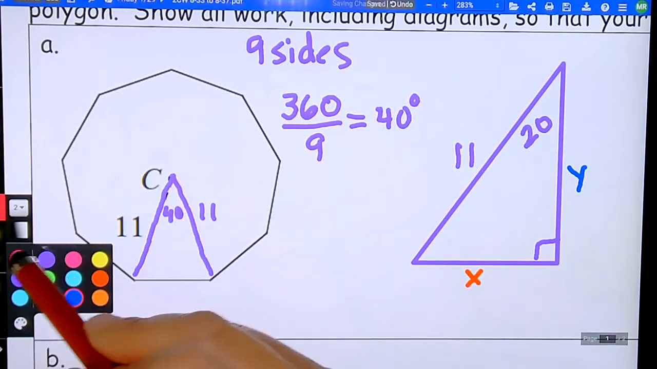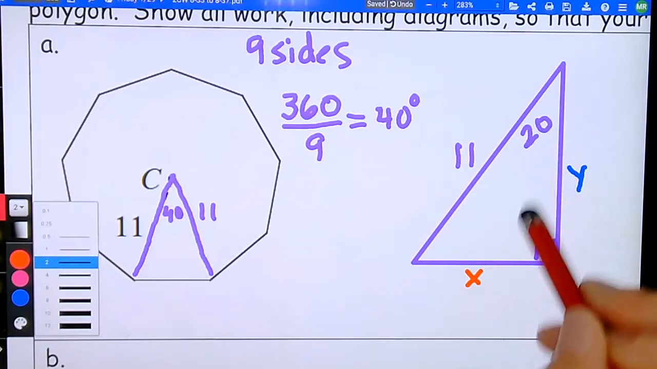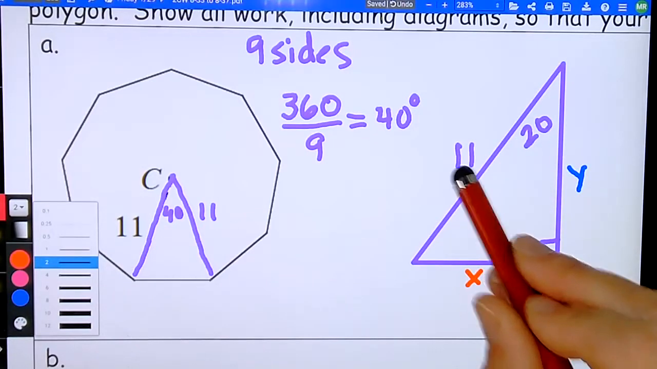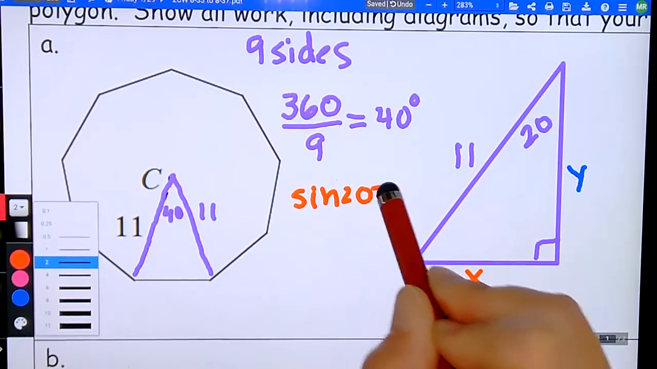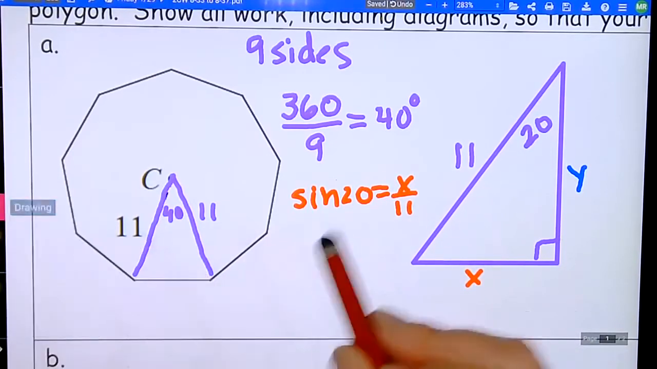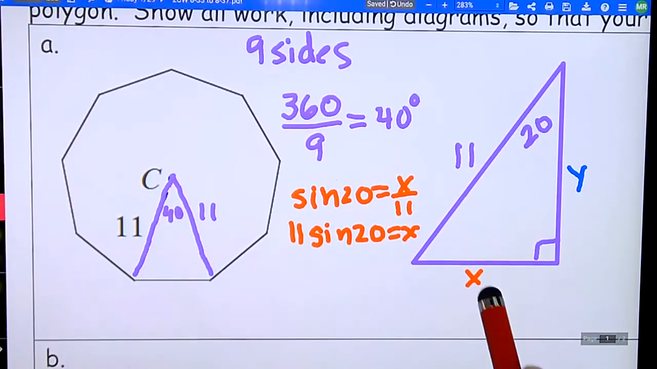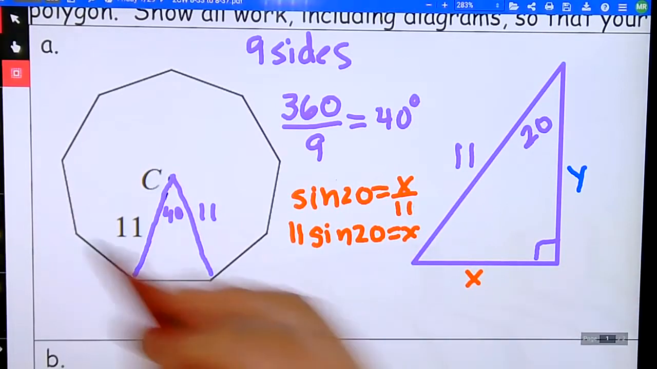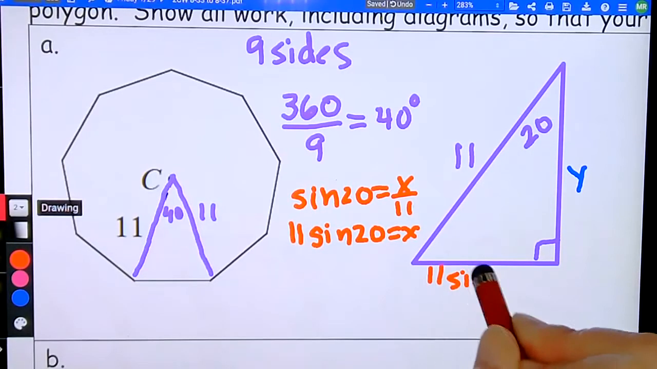Okay, so to find X, what I'm going to do is if I'm here at this 20, this is opposite, this is hypotenuse, I'm going to use sine. So I'm going to do sine of 20 equals x over 11, which means when I try to get x by itself, I get 11 sine 20 equals x. Okay, and that's what this value is. Okay, so I'm going to put 11 sine 20 here.